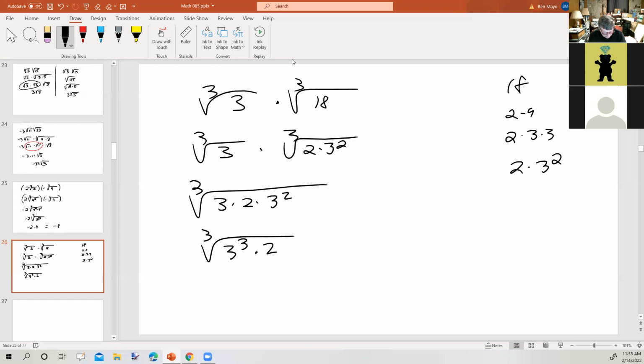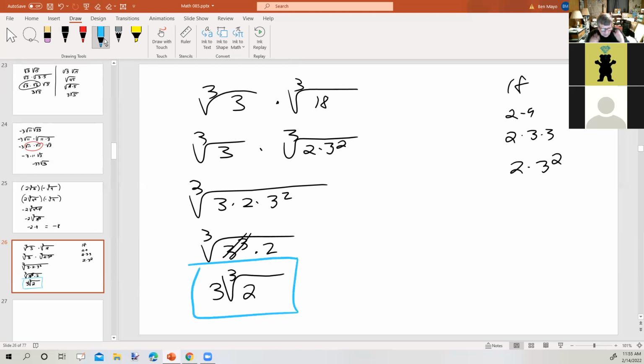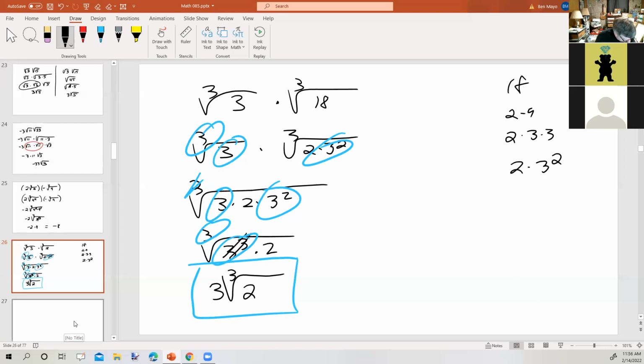Okay, so far? Yeah. What's the cube root of 3 cubed? That's a 3 on the outside. And then I've got the cube root of 2 left inside. So what I'm looking for is common bases with exponents that I can put together to match the index. Okay. All right. How about this one?